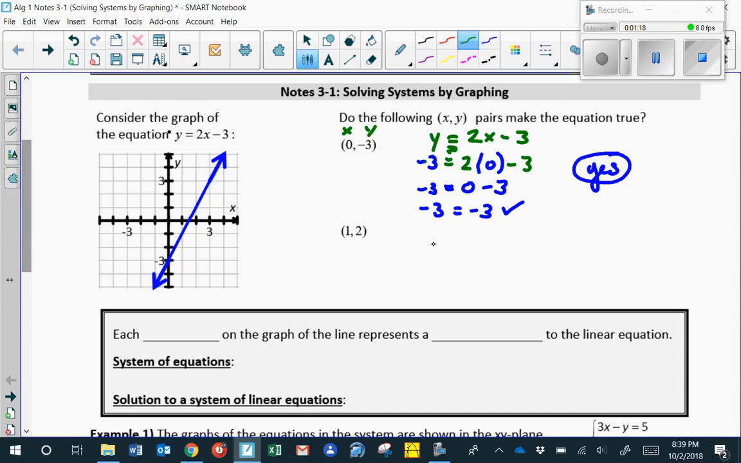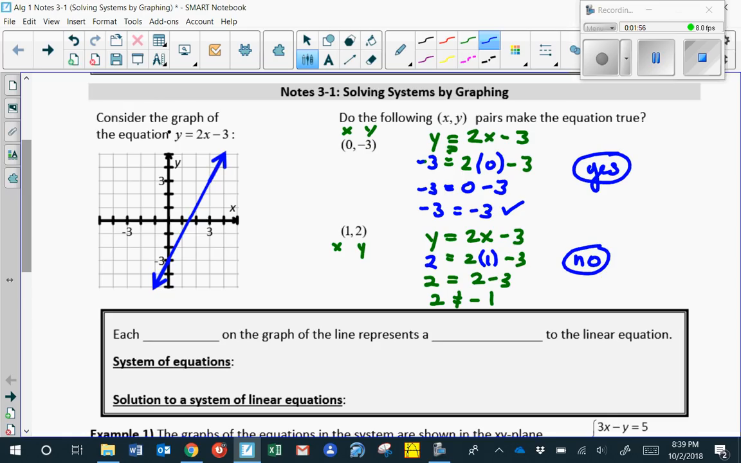Let's test another ordered pair. So we'll test an ordered pair where x is 1 and y is 2. So I'll replace y with 2 and x with 1. And then we'll do the arithmetic. 2 is equal to 2 minus 3. 2 is equal to -1. That's not true. So the answer is no. (1, 2) is not a solution to that equation.